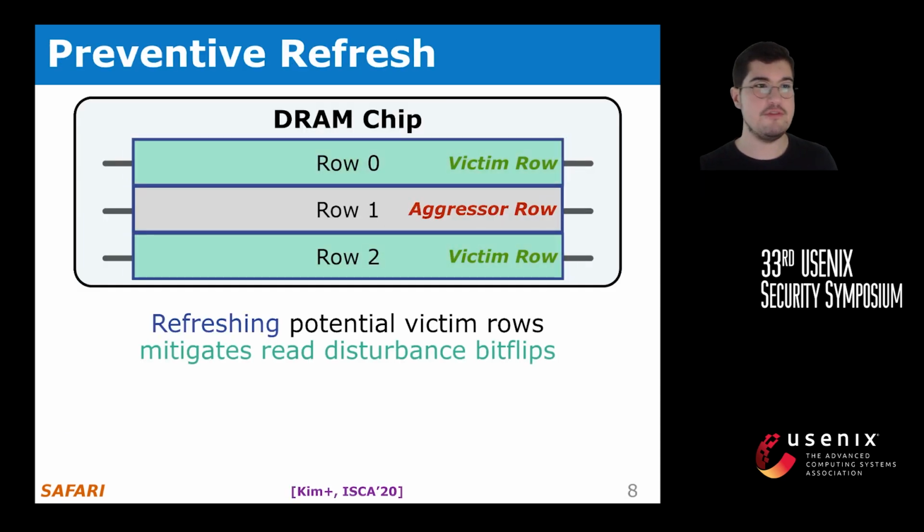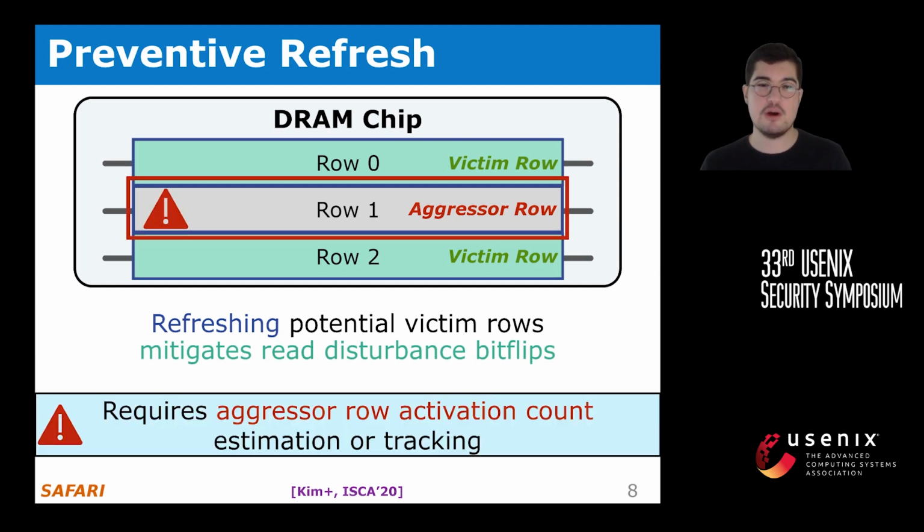The idea of preventive refresh is to refresh a victim row before bit flips from a RowHammer attack can manifest in that row. That is, preventive refresh essentially resets the disturbance effect. Doing so requires what's called aggressor row activation count estimation or tracking. Activation count tracking or estimation gives us a way of determining when to refresh a victim row.